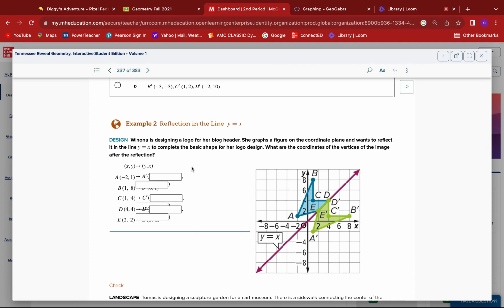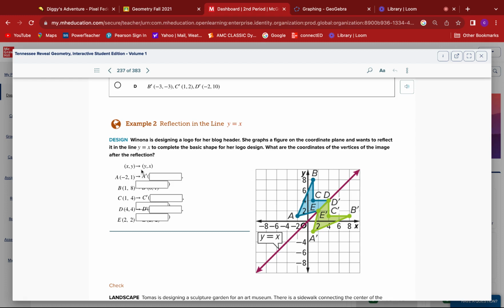All right, we have reflection across the line y equals x. And it looks like they gave me both the pre-image and image, the original and the new. Winona is designing a logo for her blog header. She graphs a figure on the coordinate plane and wants to reflect it in the line y equals x to complete the basic shape for her logo design. This is this line right here, y equals x. What are the coordinates of the vertices of the image after each reflection?